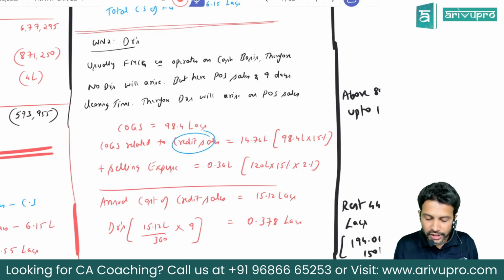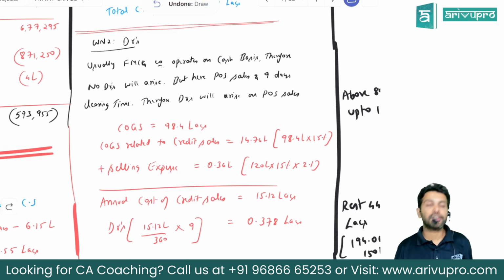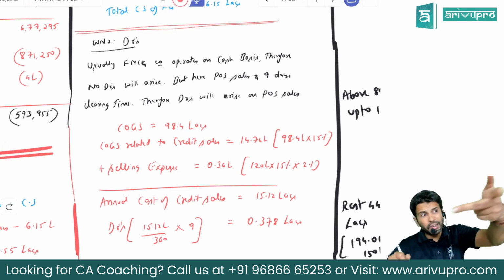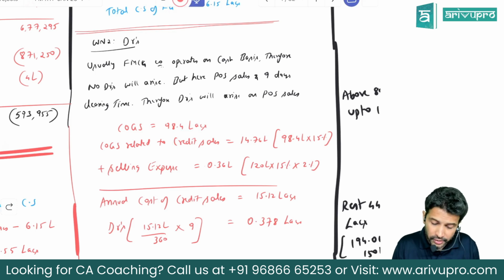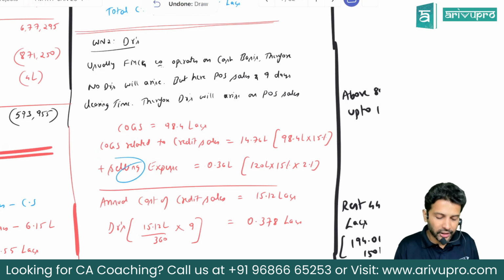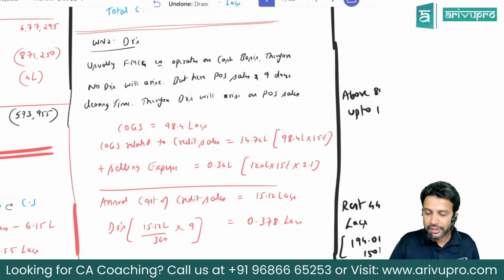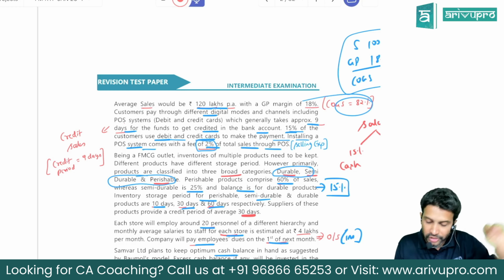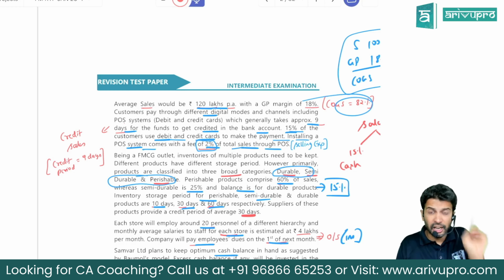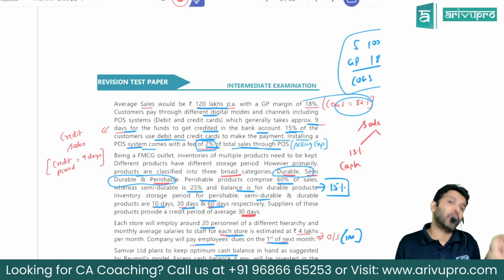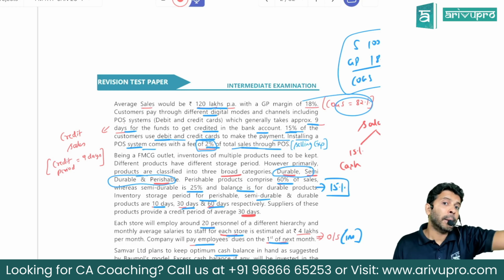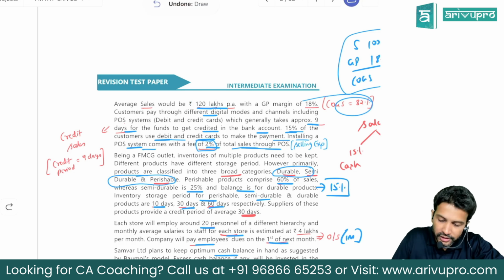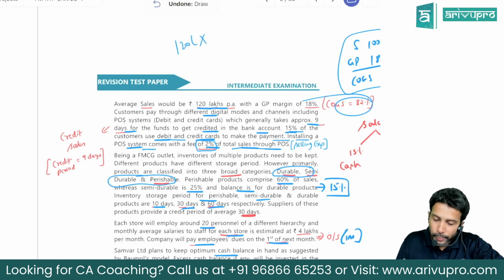This is the COGS relating to credit sales. Do we need COGS or cost of sale? Cost of sale. From COGS, how do you get cost of sale? Add the selling expense. How much is the selling expense they told? Check the question. Installing a POS system comes with a fee of 2%. 2% of what? Total sales through POS. What is the total sales? 120 lakh.